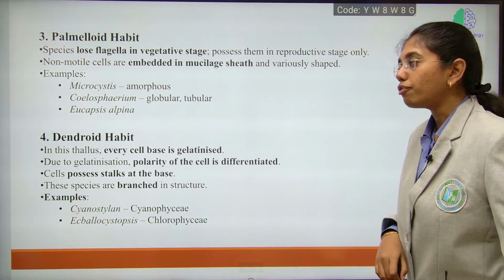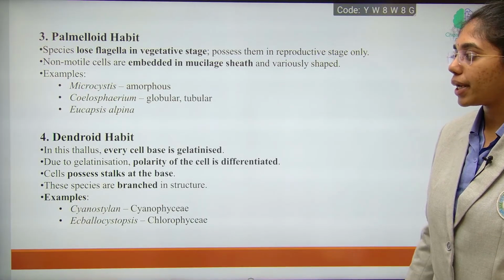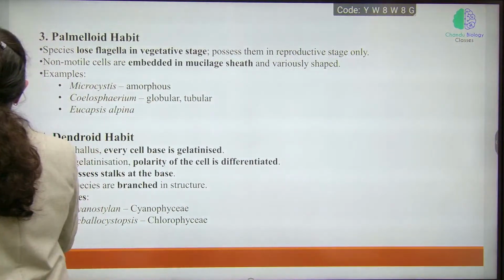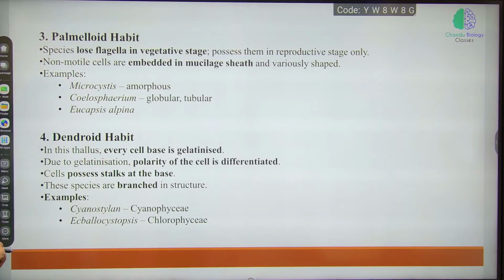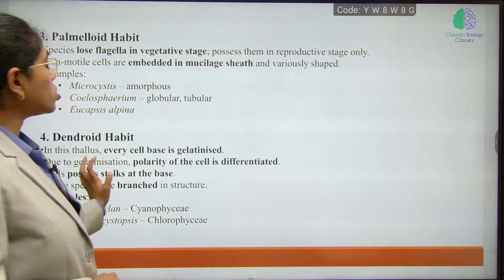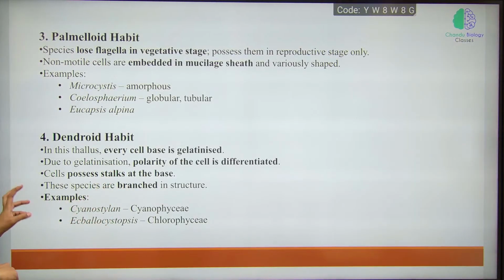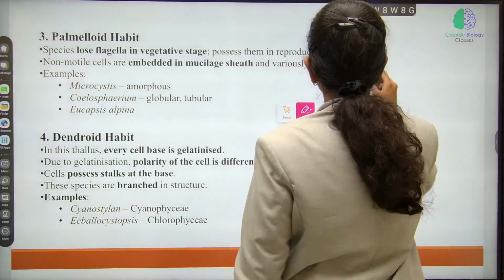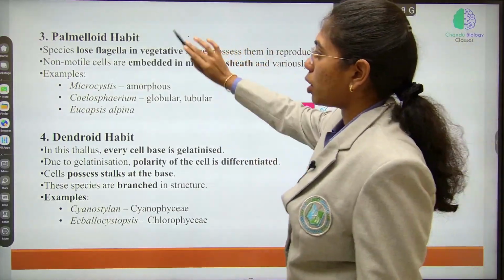Now we have to look into palmelloid and dendroid habitat. Species which lose flagella in the vegetative stage possess them in the reproductive stage only. So what type of species are present? They lose flagella in the vegetative stage, and only in the reproductive stage is the flagella present. This is the major point to be addressed for palmelloid habitat.